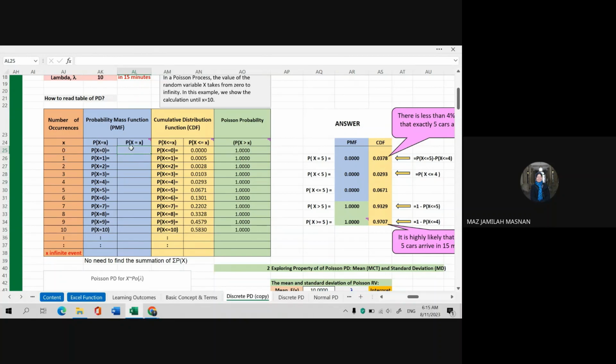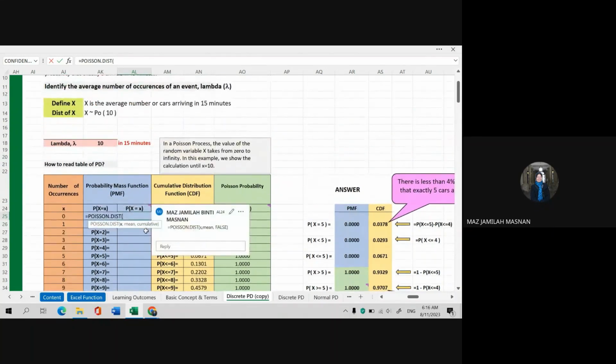So in this case, we are talking about Poisson. So equal to, you can type poi, and suddenly it will pop out this Poisson.dist, and this is the one that we are using. So you double click this, and then it will come up with the instruction where you have to key in the X, mean, and cumulative. What is the X? The X is the number of success, which is this location. The mean is the lambda, and the cumulative, we are looking for exact value, so it will be false.